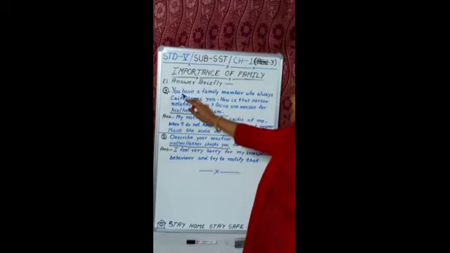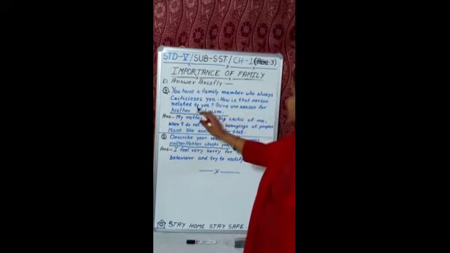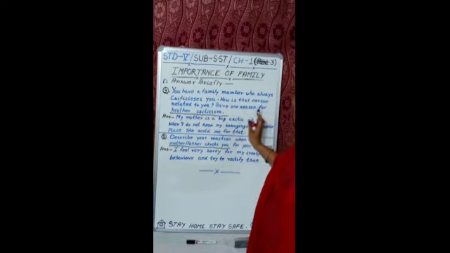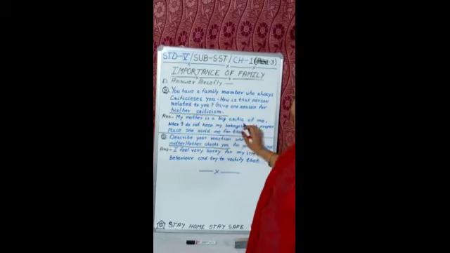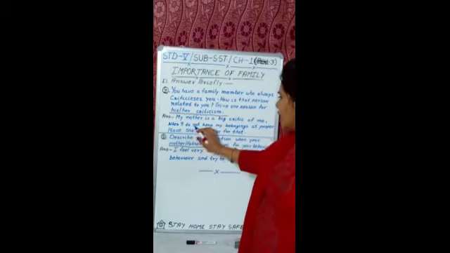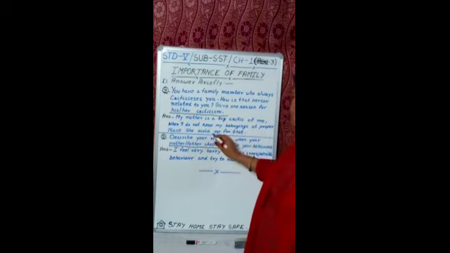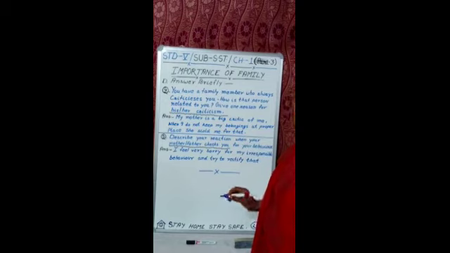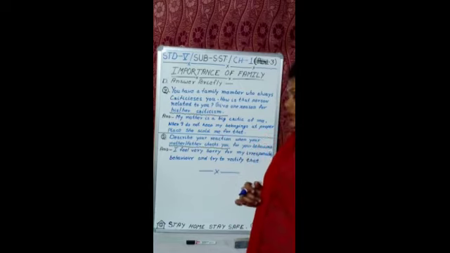Question number 4. You have a family member who always criticizes you. How is that person related to you? Give one reason for her criticism. Okay, children? The answer will be there. My mother is a big critic of me. When I do not keep my belongings in the proper place, she scolds me for that. That is the answer. Yes, children. When we do not keep our things in place, our mother definitely scolds us.